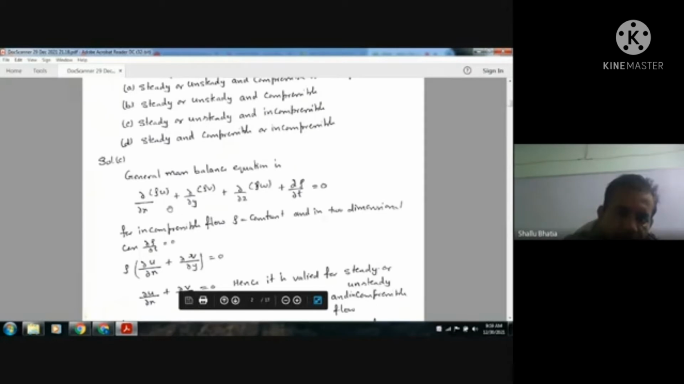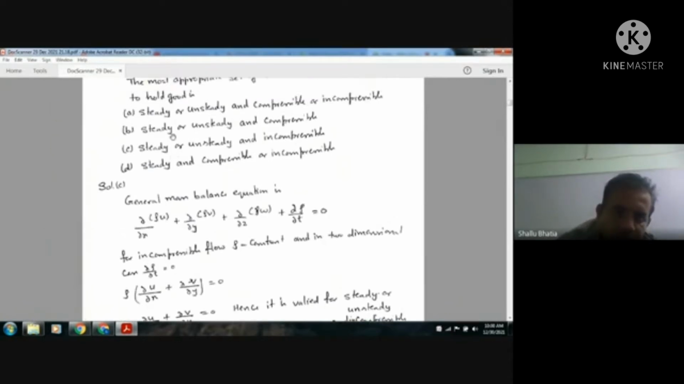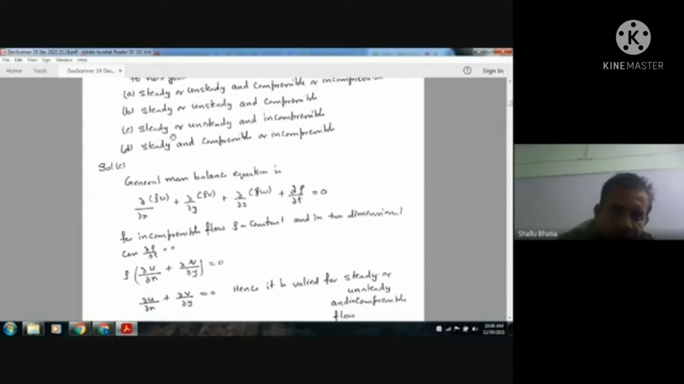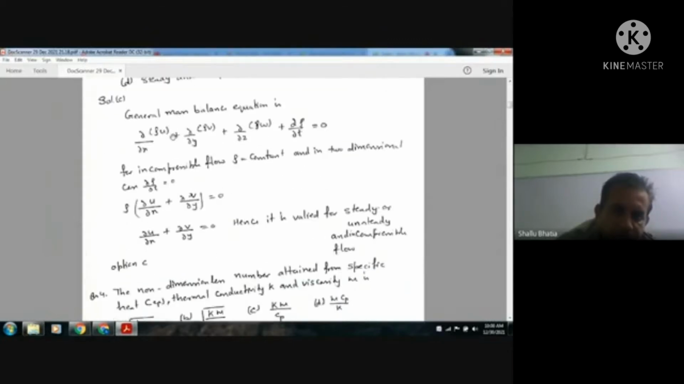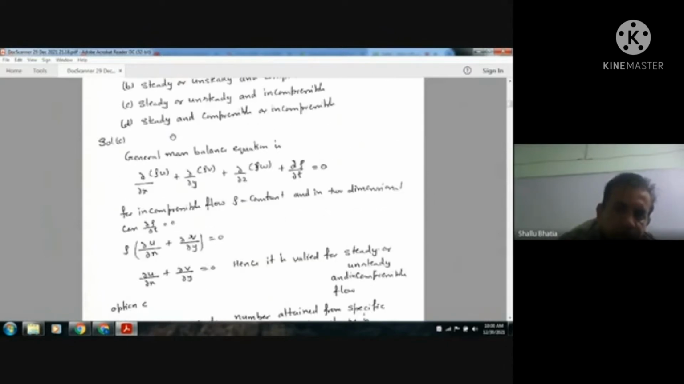If rho comes out of the bracket, then curly u by curly x plus curly v by curly y is zero. So rho is out of the bracket, and this rho cannot be zero, so this bracket is zero. So this is valid for incompressible flow, but it can be steady or unsteady flow. So the answer is C. It is valid for incompressible flow because density is constant, and it is valid for steady or unsteady flow, because this assumption we have not taken so far.